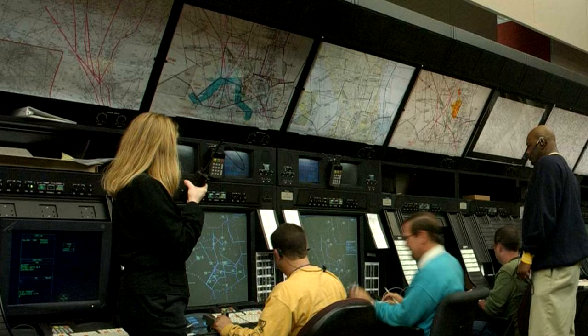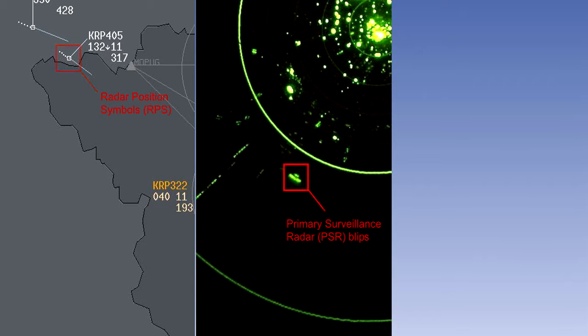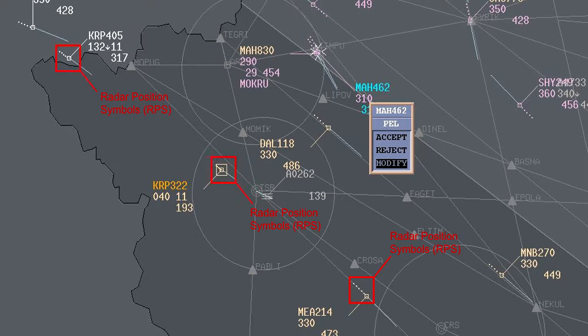However, radar position indications may be displayed in several ways. Radar positions can be displayed using radar position symbols, RPS, which we will examine shortly, primary surveillance radar blips, or secondary surveillance radar responses. On-screen radar position symbols may be displayed as primary surveillance radar symbols, secondary surveillance radar symbols, a combination of PSR and SSR symbols.